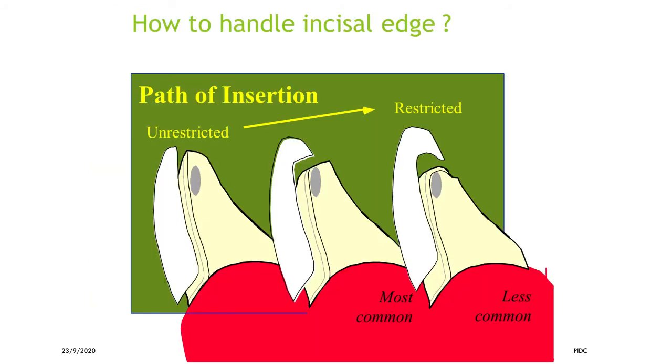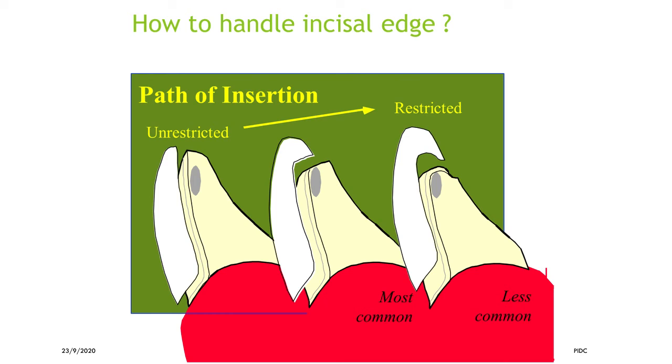Next is how to handle the incisal edge. So there are three ways. First one is the no incisal edge coverage, that is the first picture. Second is to cover the incisal edge, that is the second picture. And the third one is the wrap around the incisal edge.